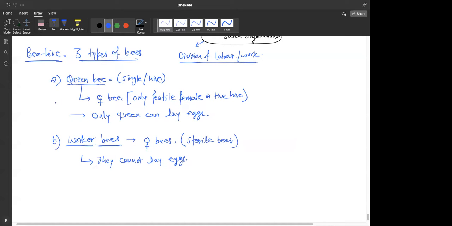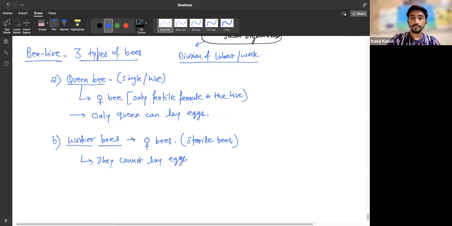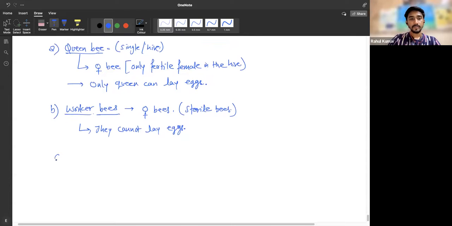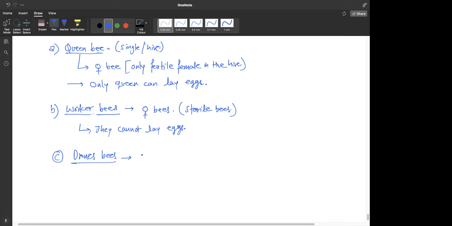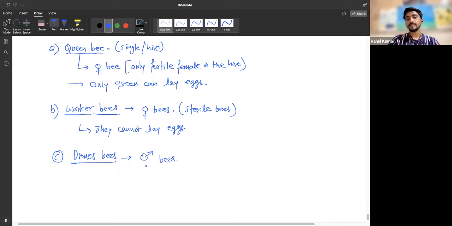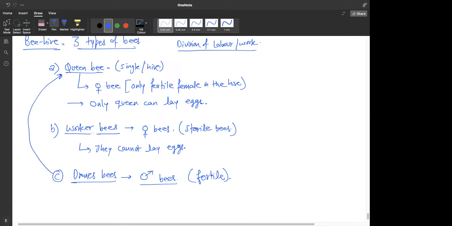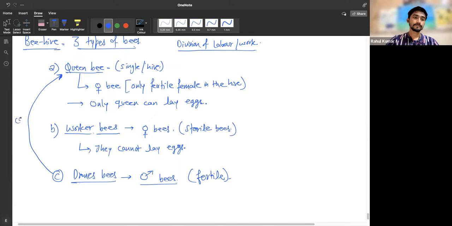Yes, sir. So the queen bee secretes a special pheromone which keeps the gonads of these worker bees undeveloped, and they cannot produce eggs. They cannot reproduce. So that's a check kept by the queen bee. All the eggs are only laid by the queen bee. Now the third kind of bees are drone bees. What is the sex of drones? Male. Yes, drones are male bees, and they are fertile. They are not infertile. They can produce sperm, but with whom can the drone bees reproduce? Can they reproduce with the worker bee? No. They can only reproduce with the queen bee. Is it clear? Yes.